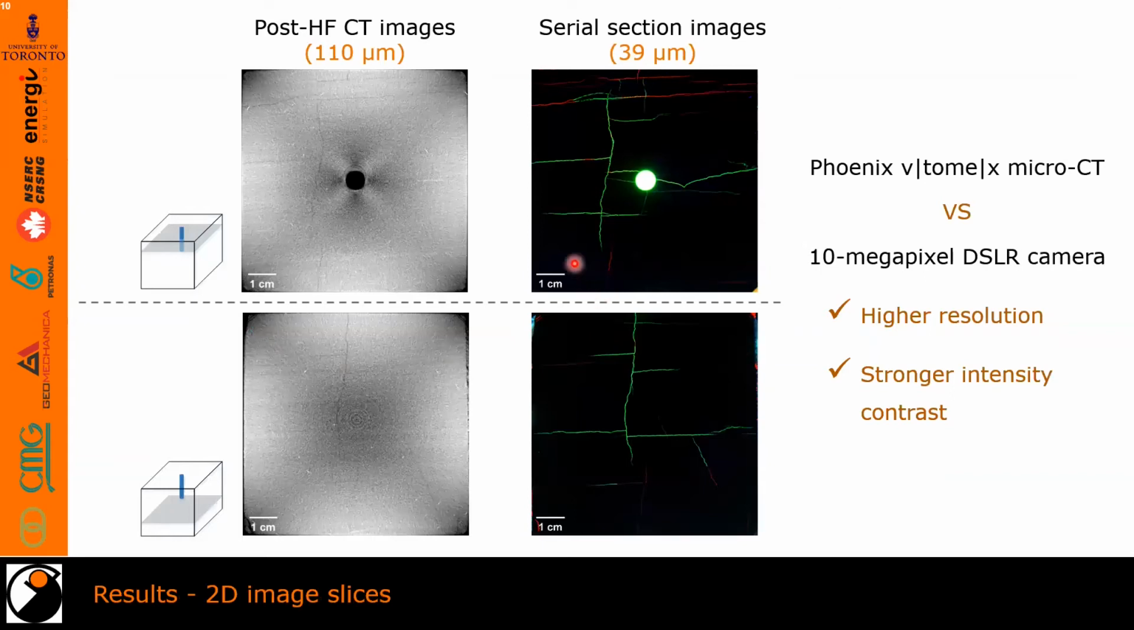From this 2D comparison between CT images on the left and the zero-section images on the right, it is obvious that more fractures are clearly visualized in the zero-section images. This is because the zero-section images have a higher resolution with a pixel size of 39 micron, which is about 3 times smaller than the CT ones. This enables more fractures to be captured. And another advantage of zero-section images is the stronger intensity contrast between the fractures and rock matrix.